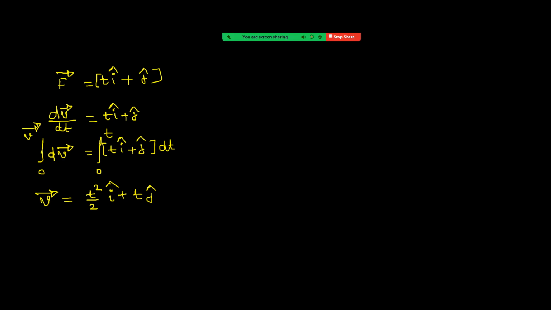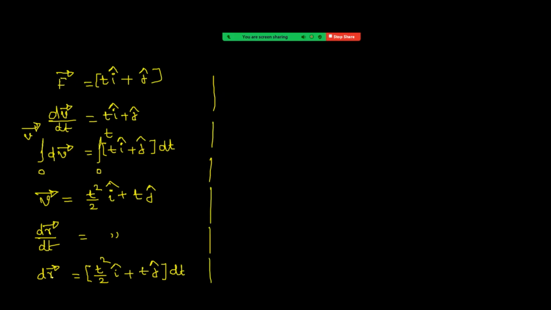Okay. Next, we want displacement also, right? So this can be taken as dr bar by dt. Then dr bar is equal to t square by 2 i cap plus t j cap into dt. Now integrate. So initially it was at origin, right? So t equal to 0, it was at origin. At time t, it is r bar. So r bar equal to t square dt becomes t cube by 3, so t cube by 6 i cap plus t square by 2 j cap.